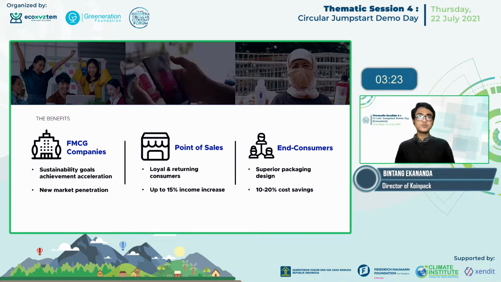So we ensure that we create a solution that benefits all of the stakeholders. For the FMCG companies, they can accelerate their sustainability goal achievement and penetrate new market through our community-based channels. For the point of sales networks, they can get more loyal consumers due to incentive scheme, and also they can get up to 15% income increase monthly.